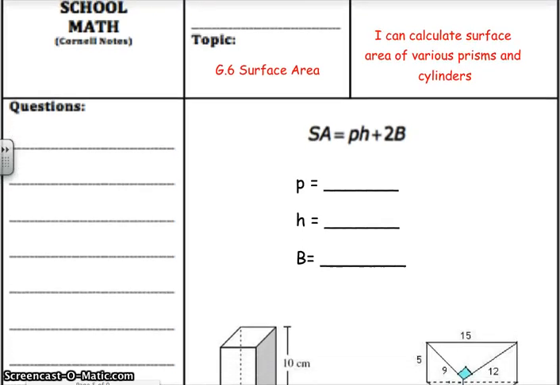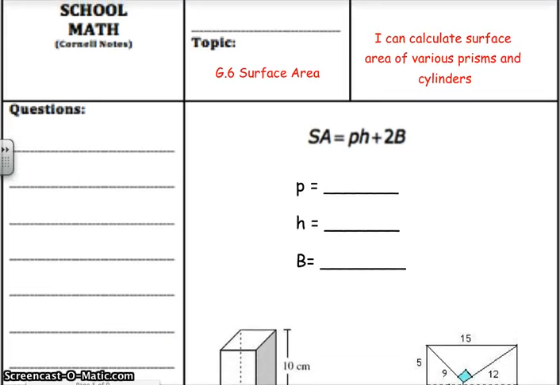We're going to learn about surface area today. This is our 6th lesson of our geometry unit. You're going to be able to calculate surface area of various prisms and cylinders. So you need to know the formula.